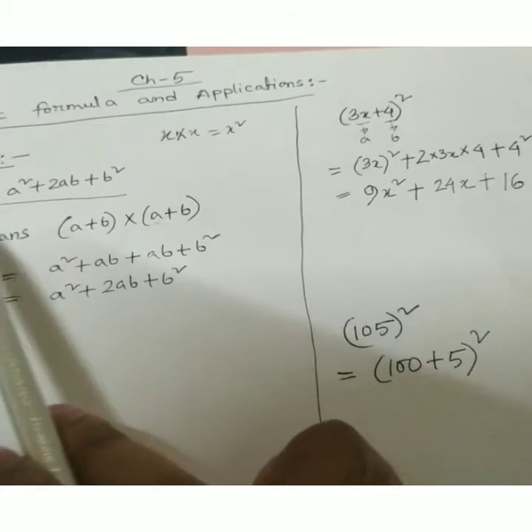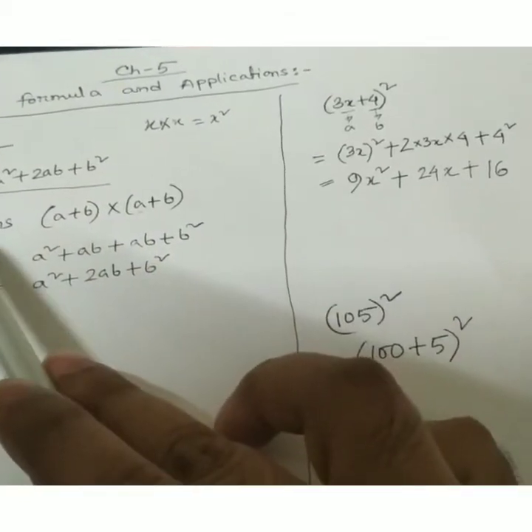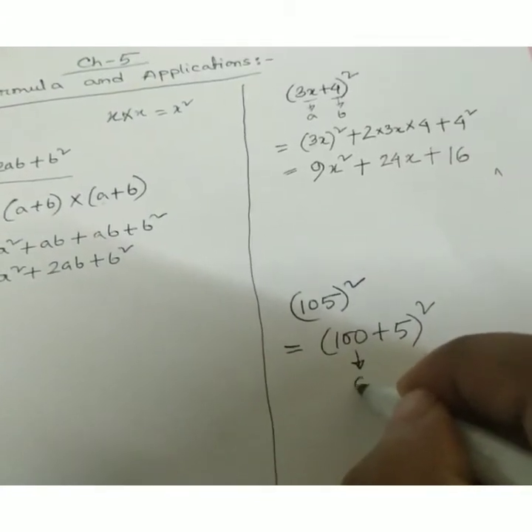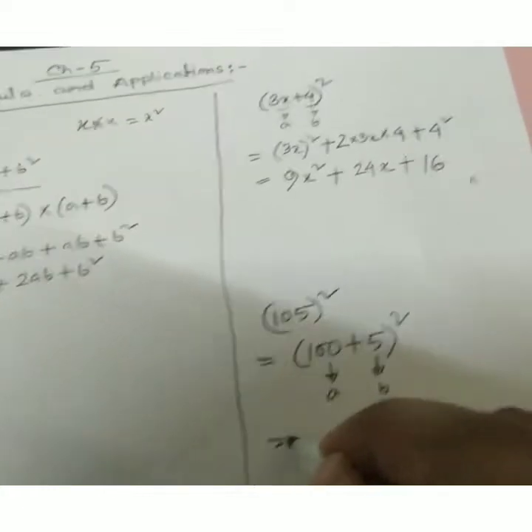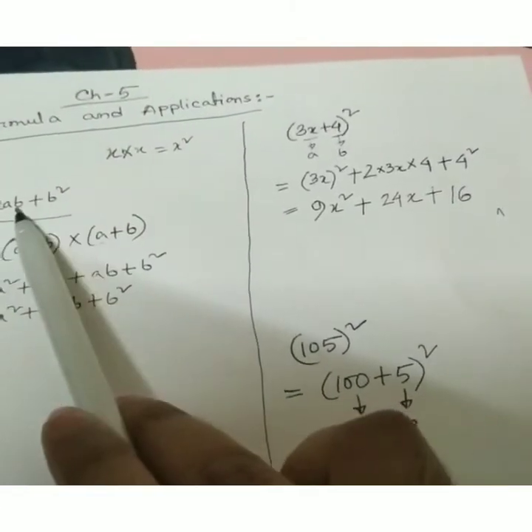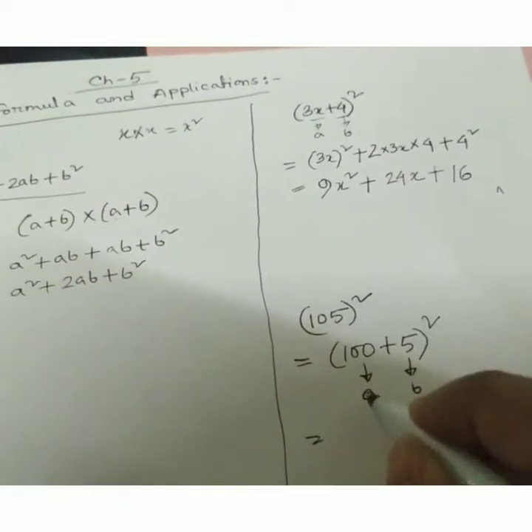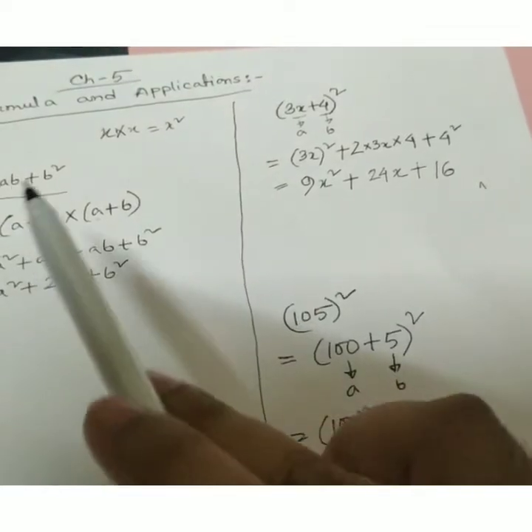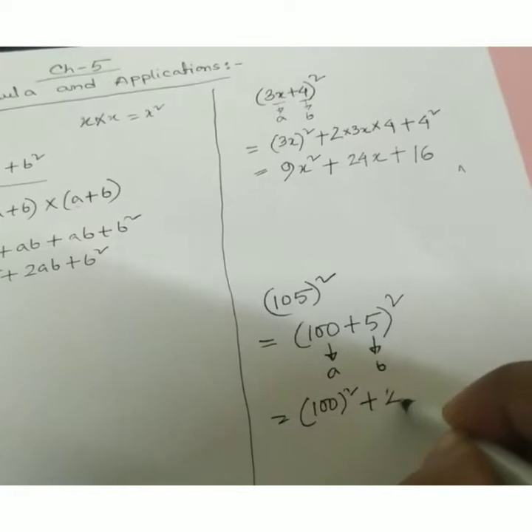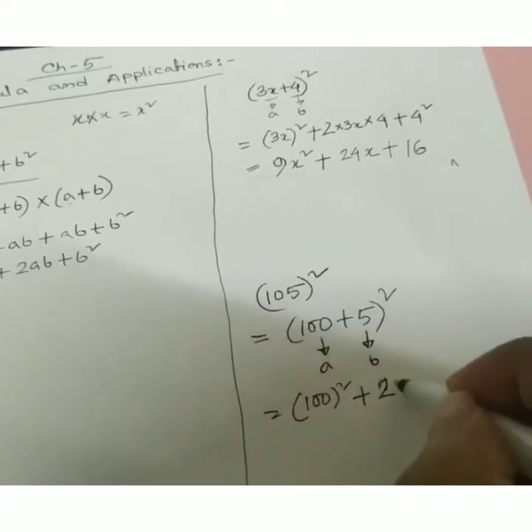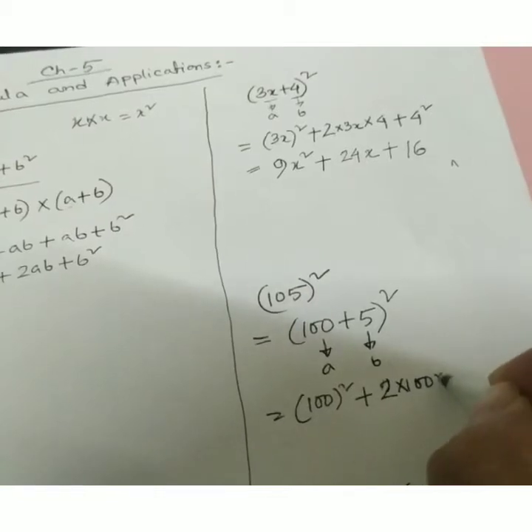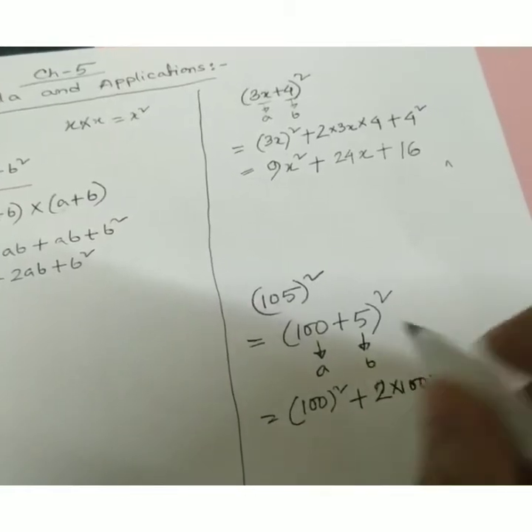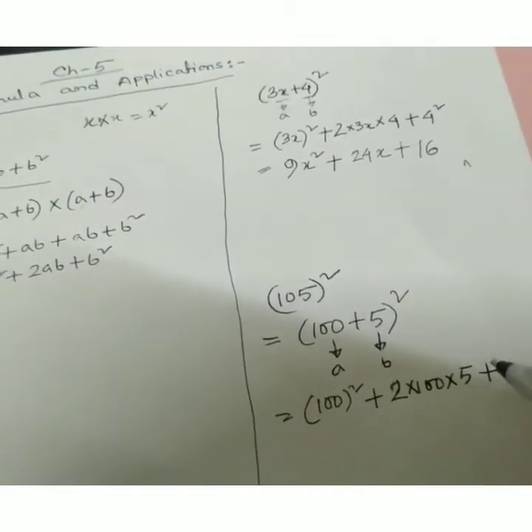So now we can actually match. Let's say 100 to be a and 5 to be b, right? So we can consider 100 to be a, 5 to be b. So we follow this formula, a square plus 2ab plus b square. So 100 whole square plus 2ab, 2 comes from the formula, that is 2, then a is 100, then b is 5, plus b is again 5 square, right? According to the formula, this is b square.